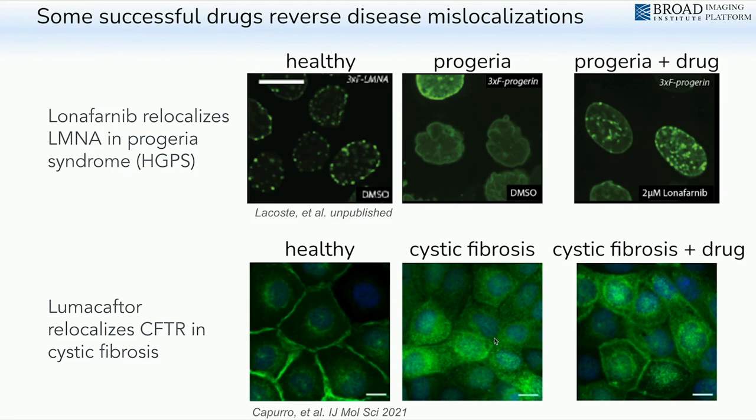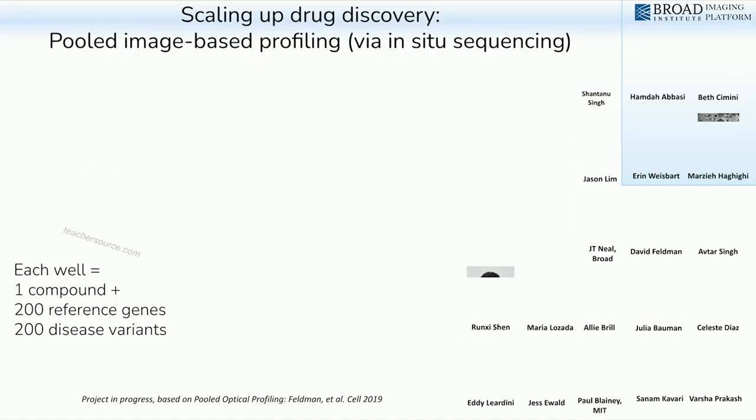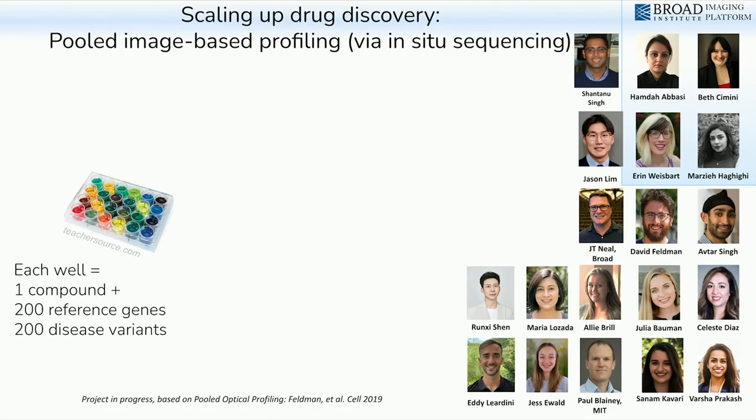Whereas that is disrupted in cystic fibrosis and, again, partially restored with the drug. So this is what we hope to find, but across hundreds to thousands of diseases at once. So in our pilot project, which, again, has a cast of many, many characters involved, J.T. Neal's lab is running the laboratory work, but heavily influenced by Paul Blaney's optical pooled screening. And here we use in situ sequencing to increase the throughput of the drug screening.